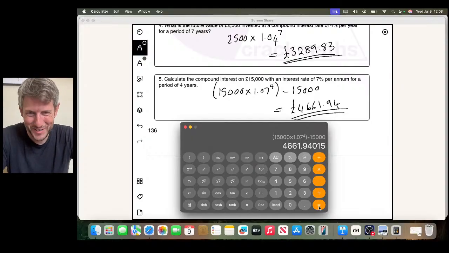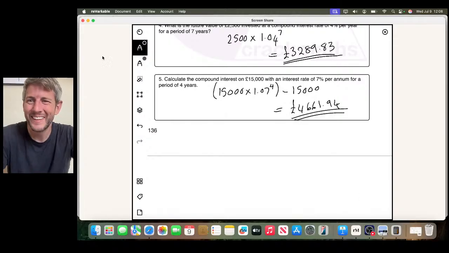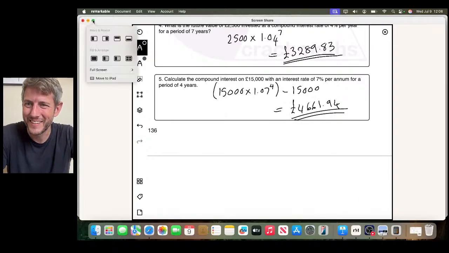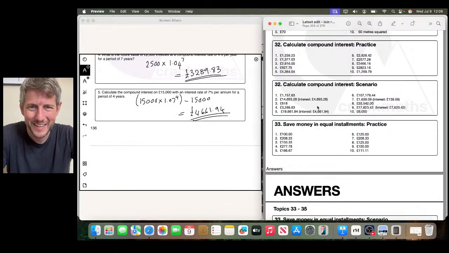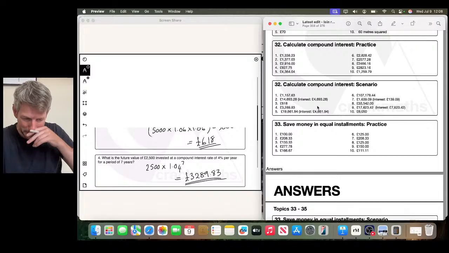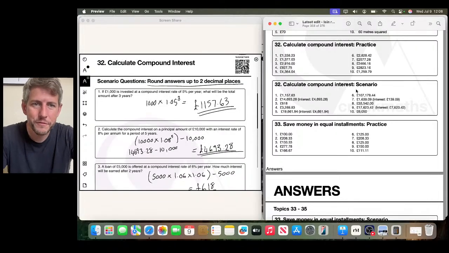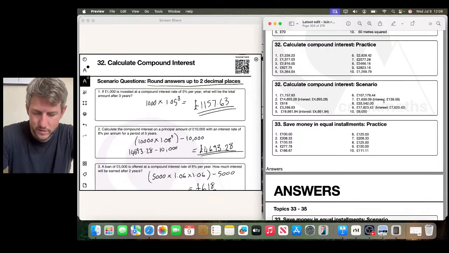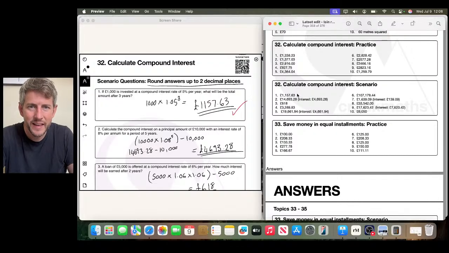Moment of truth. Was all of this technical wording correct? Is it going to match up with the answers? I'm very nervous. Right, let's have a look. So the first one is £1,157.63. Yep, that agrees. They've put both.